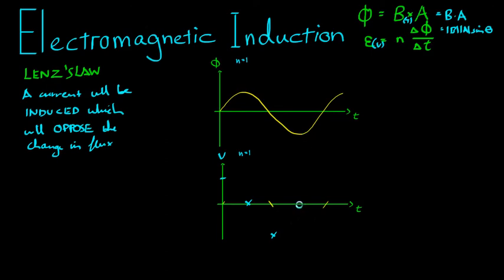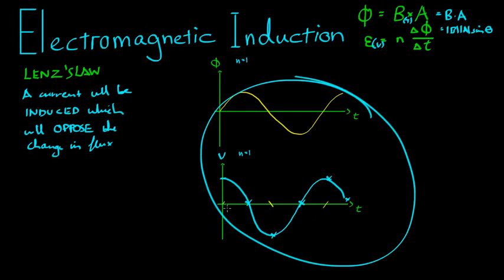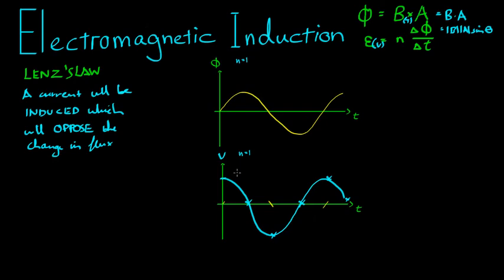Here the gradient is quite negative. Here the gradient is 0. Here the gradient is positive. And then here it's approaching 0 again. So my voltage is going to look something like this. This tends to be what you see when you spin a coil in a power generator. We'll look at that in the power generation video.